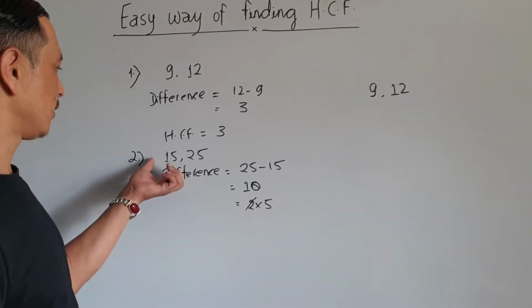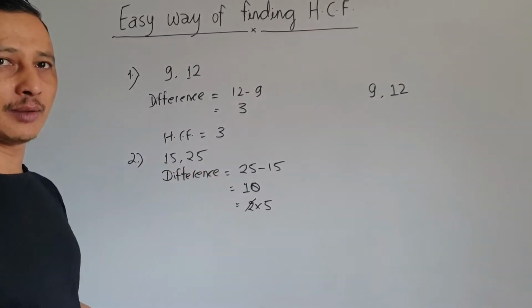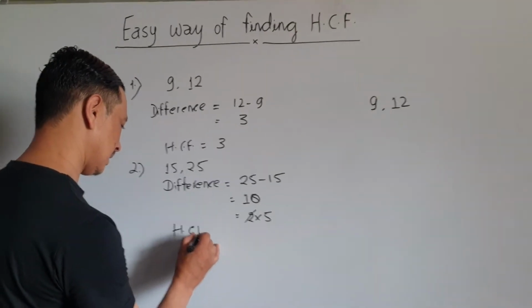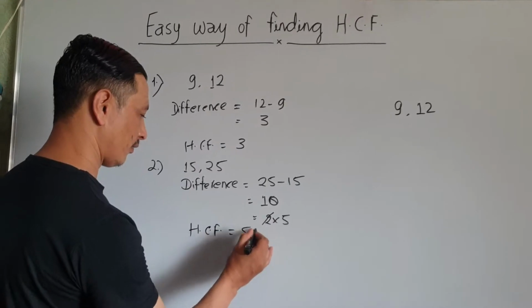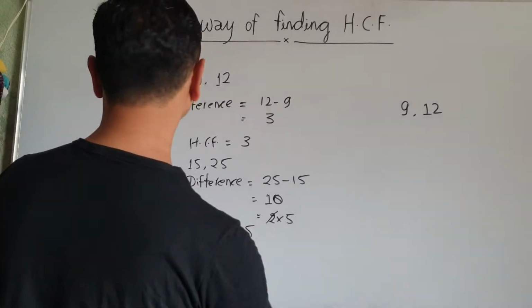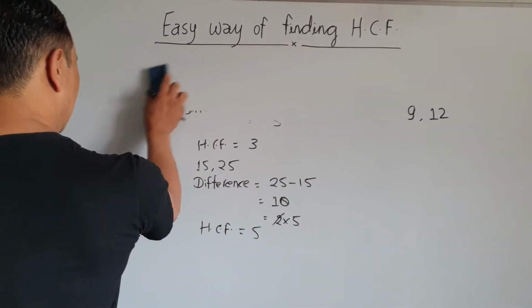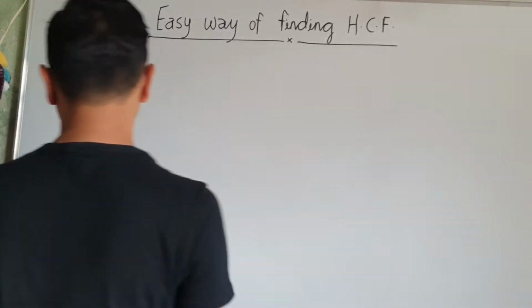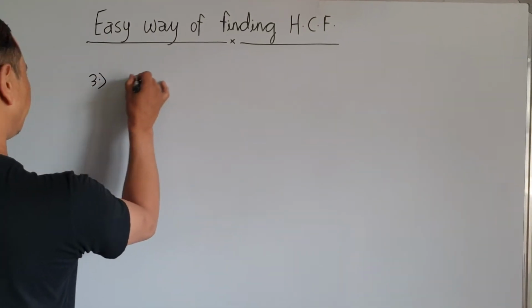So 5 times 3 is 15, 5 times 5 is 25. So 5 divides both the numbers exactly. So the HCF is 5. It's simple. Let's take some more examples.